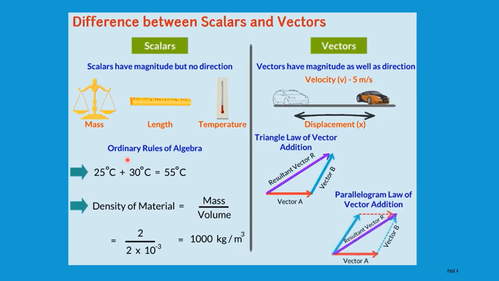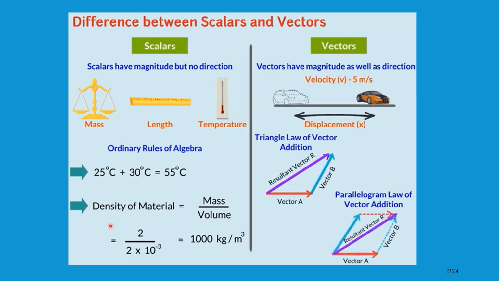Scalars we can add, subtract, multiply, divide. We will follow the ordinary rules of algebra. Consider an example here. 25 degrees Celsius plus 30 degrees Celsius. Here we will follow simple addition. We will get 55 degrees Celsius. Here we are following algebraic addition.